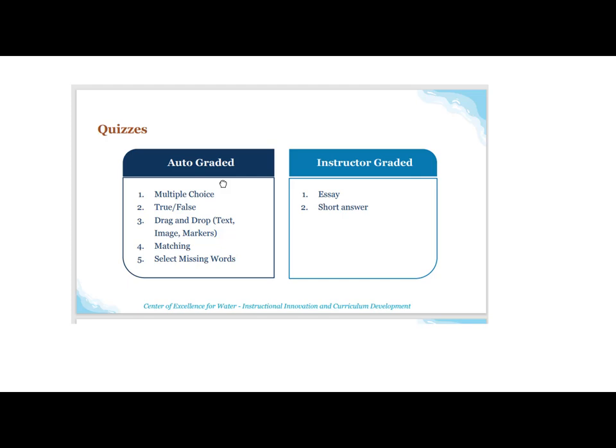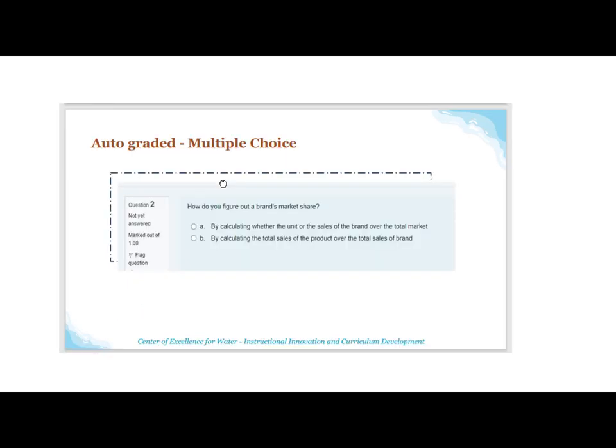is classified into 2 categories. Auto-graded, including multiple choice, true and false, drag and drop, matching and selecting missing words. I invented another type of auto-graded quiz. I call it the matrix question and I described it in a different video. And for the instructor graded, there are essay and short answer because it's difficult to auto-grade them.